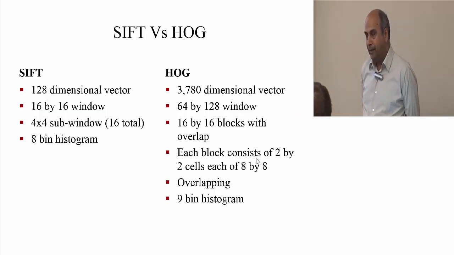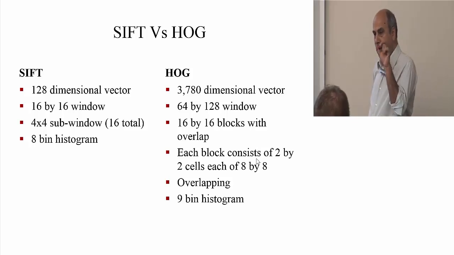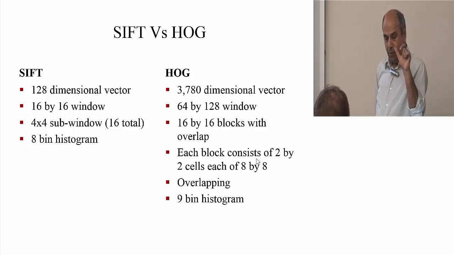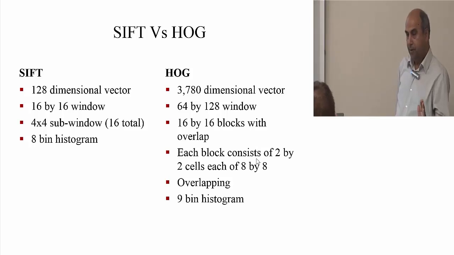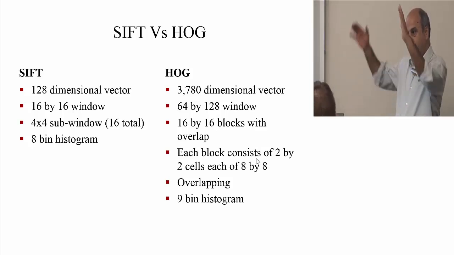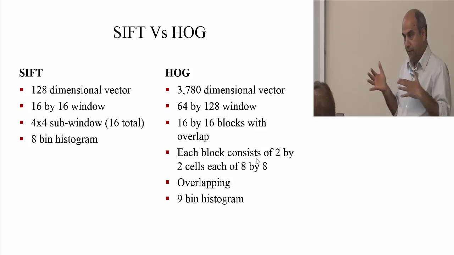At the end, they are doing very similar things. So many people have started using just one histogram, looking at a 16 by 16 window as you do in SIFT. You don't have to look at the whole 128 by 64 image and get this 3,000-dimensional feature vector.